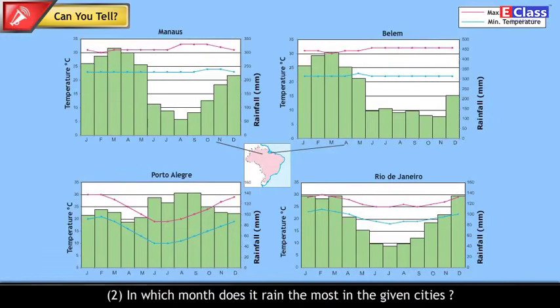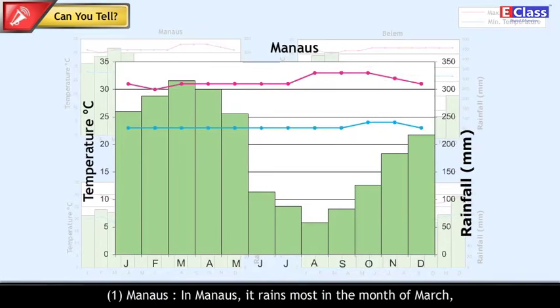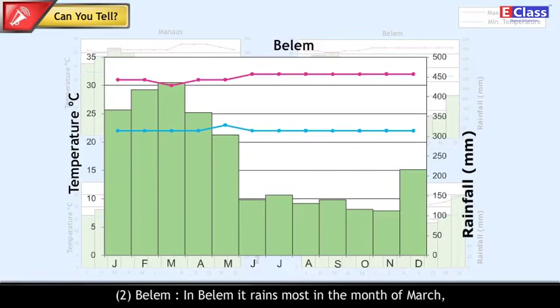In which month does it rain the most in the given cities? Answer: Manaus. In Manaus, it rains most in the month of March. Belem. In Belem, it rains most in the month of March.